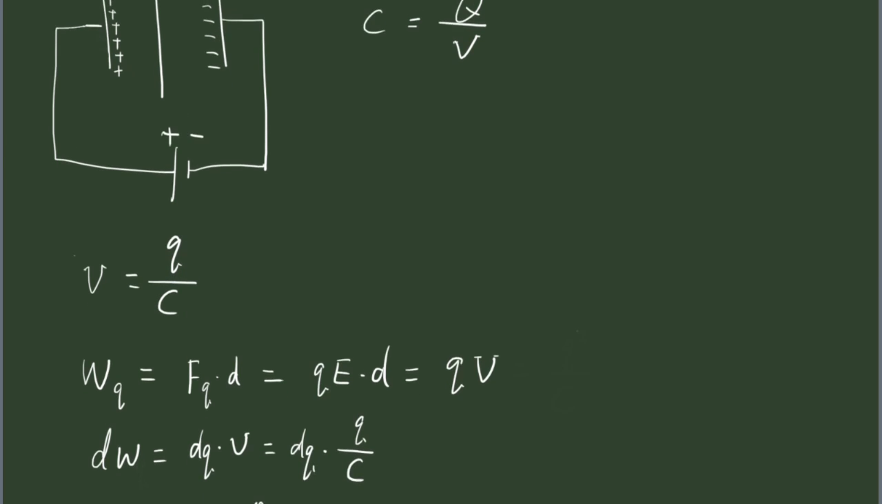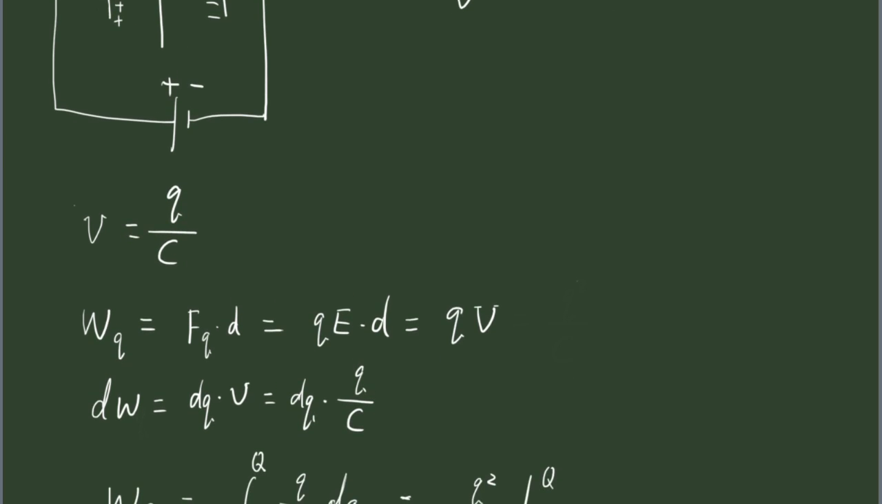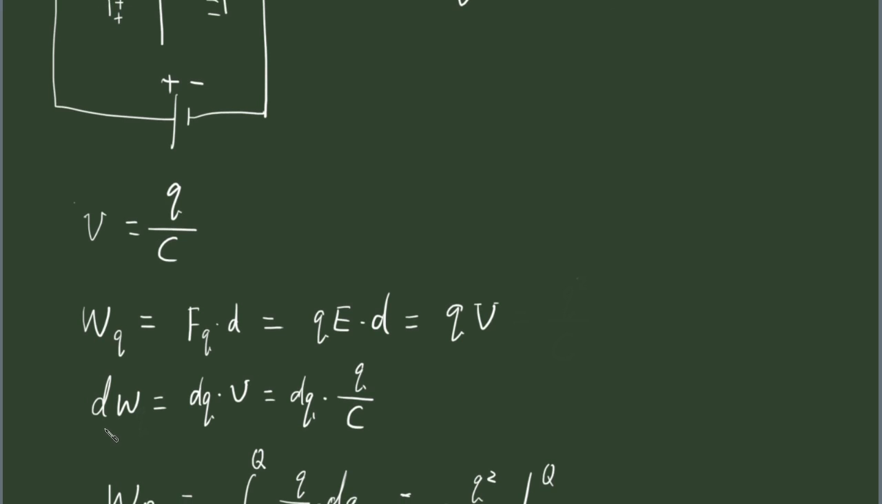Then we are going to move a very, very little Q. And the work to move that delta Q is delta W, which is delta Q dot V. V is Q over C. So this is the delta work.